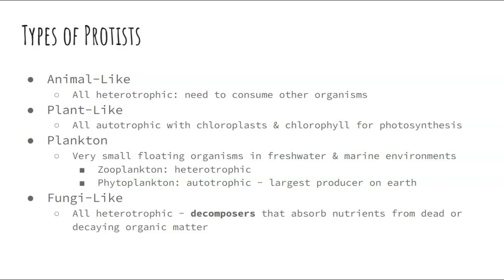They're more animal-like, and phytoplankton are more plant-like, they're autotrophic, and phytoplankton are actually the largest producer on Earth, which is a fun fact, honestly. And then fungi-like. Fungi-like is the last type, and fungi are heterotrophic. They are decomposers that absorb nutrients from dead or decaying organic matter, and we've talked about decomposers before, but fungi, and therefore fungi-like protists, are considered heterotrophic because they absorb their nutrients.